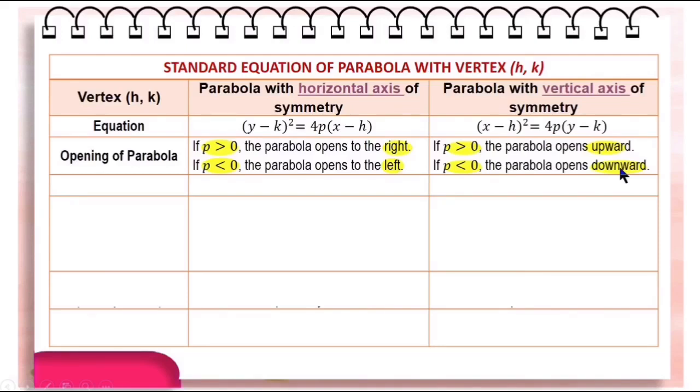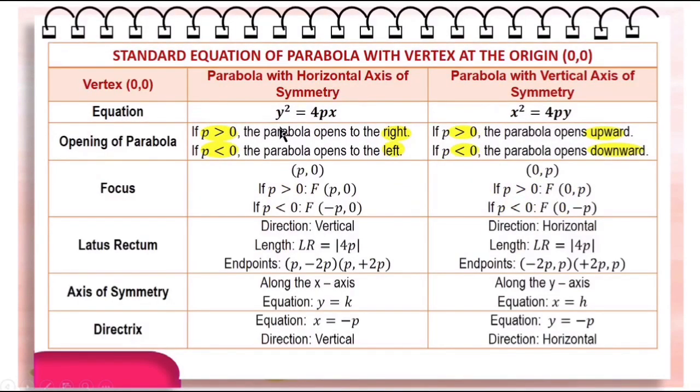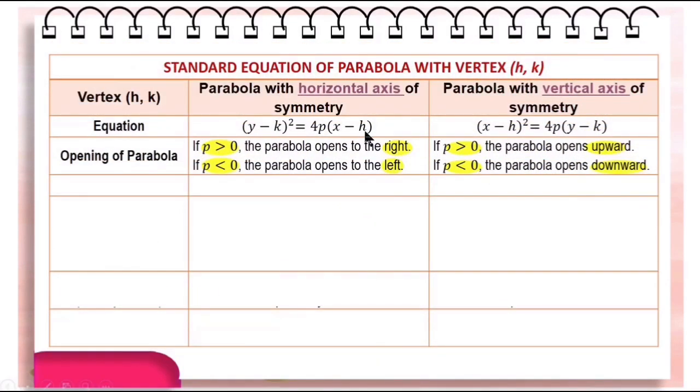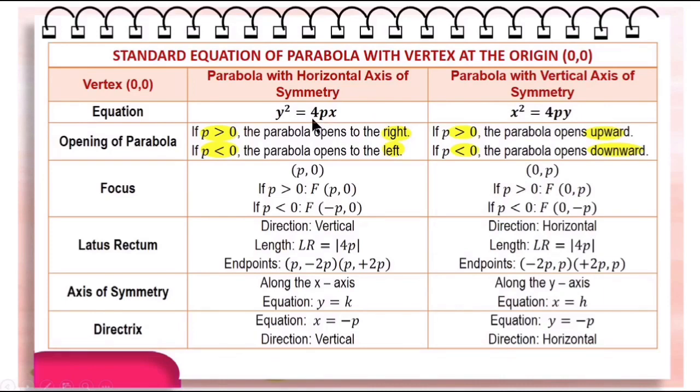As you can observe, if the parabola opens to the right or left, the equation is still quadratic in y. The same as the equation of the parabola with vertex at the origin. The only difference is that we now have the value of (h, k), which is the vertex, in the equation. Dito sa parabola with vertex at the origin, kaya y squared at x lang ito because the vertex is at (0, 0). y minus 0 squared is y squared, and x minus 0 is just x. Kaya ganito lang ang equation ni parabola kung ang vertex ay nasa origin.